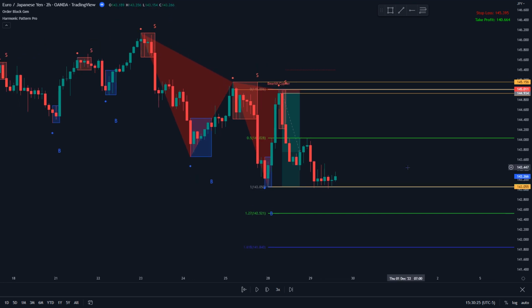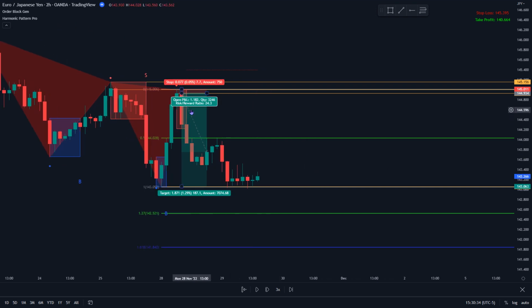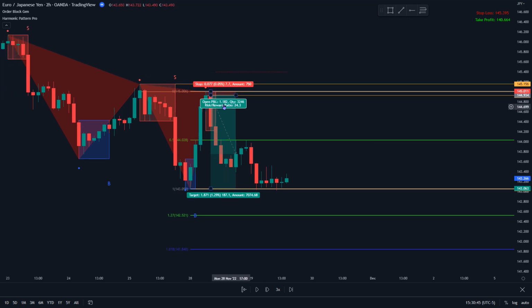So these are just some ways I use the order block gen and the harmonic pattern together to find some confluences. Again, the main thing, you'll find these order blocks form right as the pattern has also formed, and they will be very sensitive to price. You can get into some great trades right in these zones.